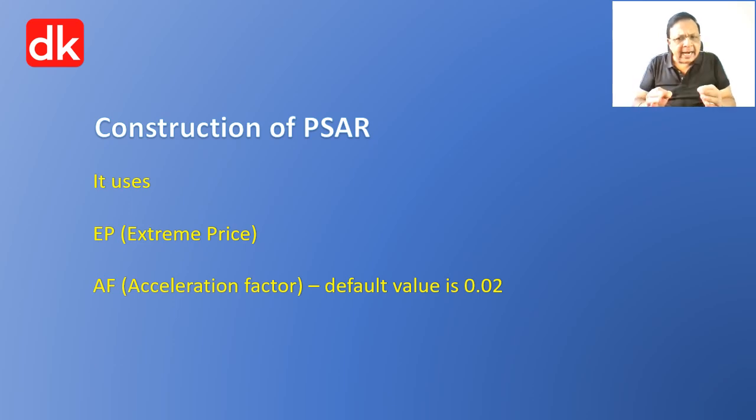So let us understand, if the market is trending down, what will happen? Through the application of the acceleration factor, if the price moves down and the downside momentum increases, the parabolic SAR will also shift at the same speed. So let us move ahead to understand further.